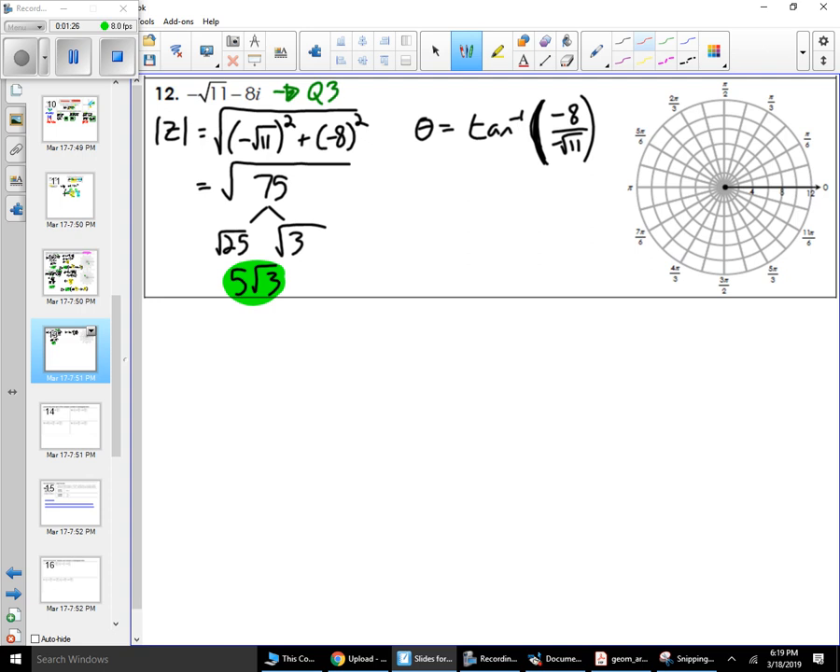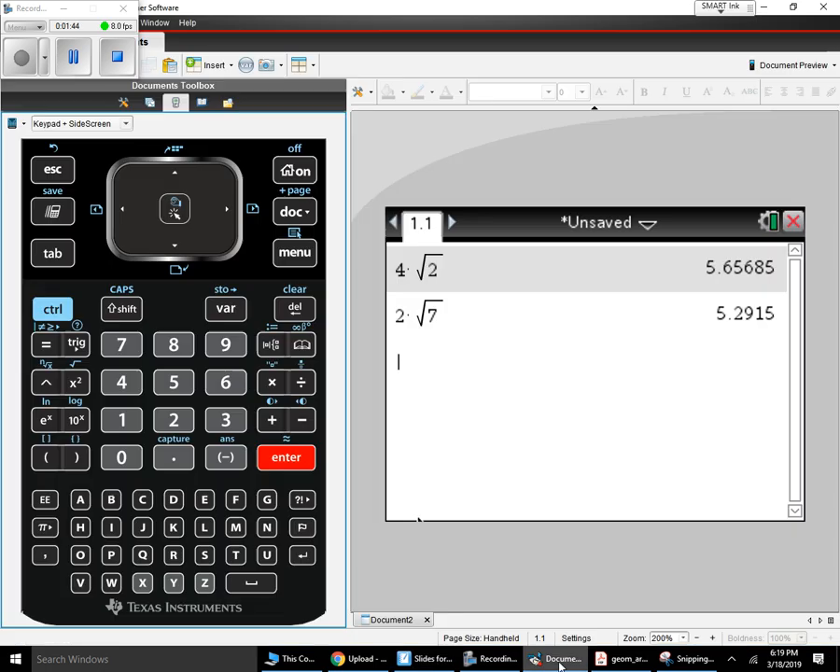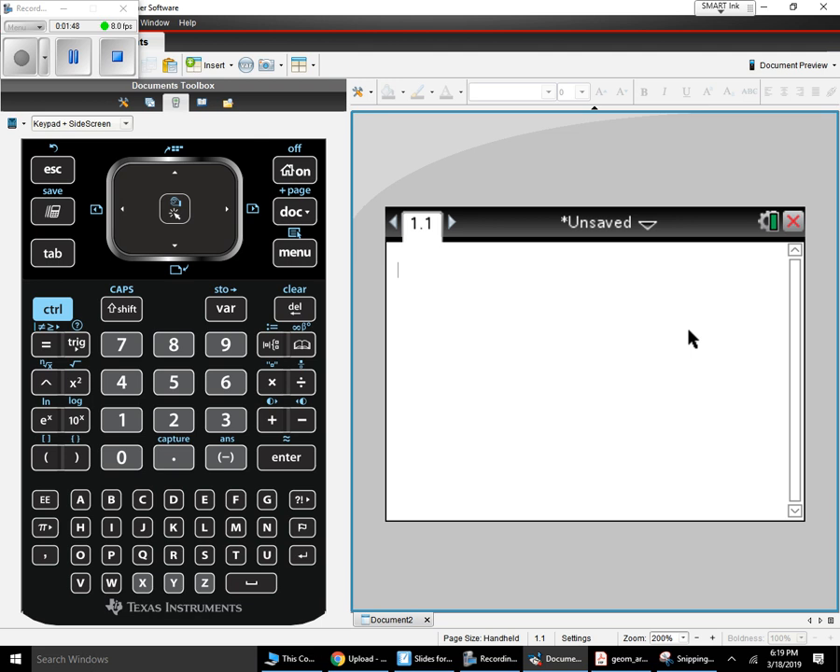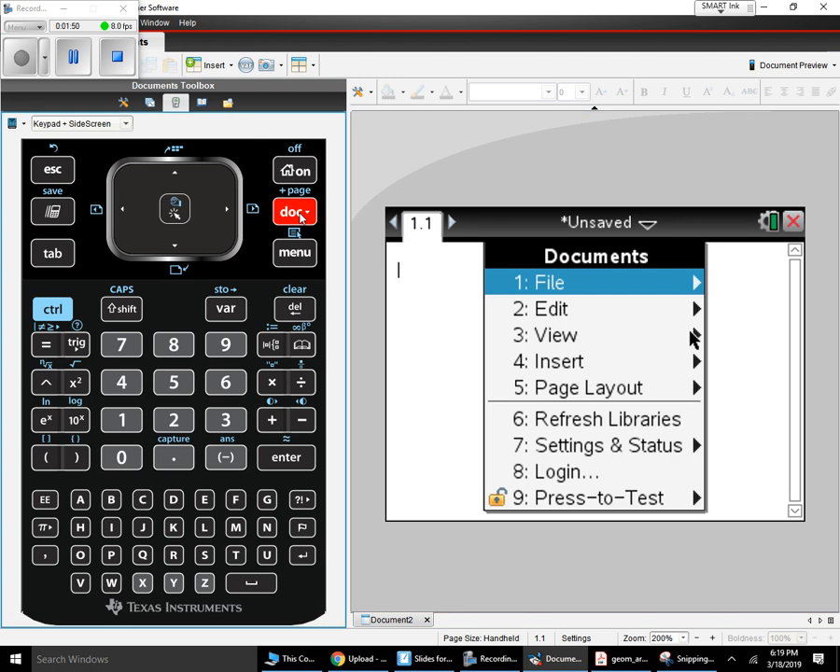Keep in mind, tangent inverse is going to give us an angle between negative 90 and positive 90. So tangent inverse is going to give us back an angle either in the first or the fourth quadrant. So we're going to need to do a bit of work, but we'll go ahead and just jump over to the calculator real quick. I'm going to clear history and make sure we are in degrees.